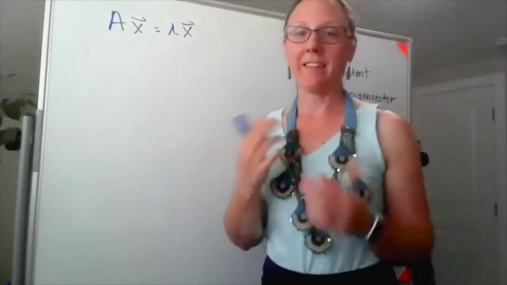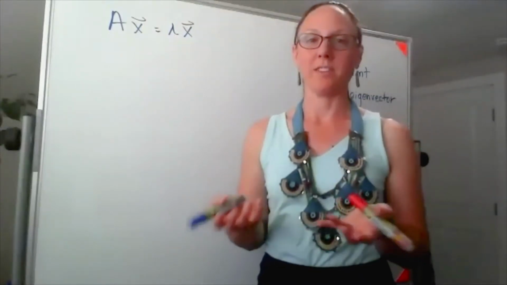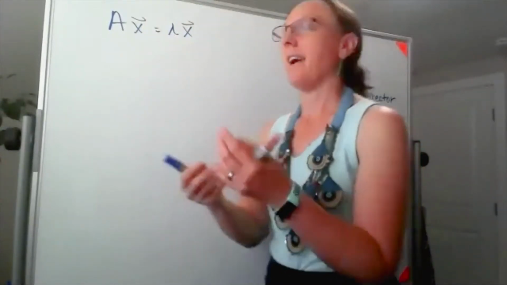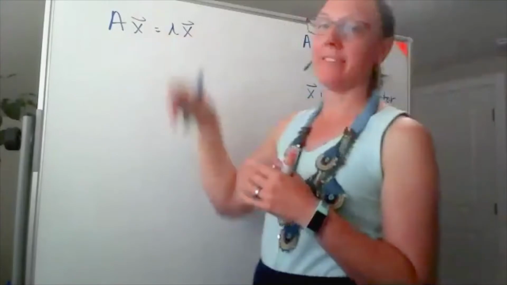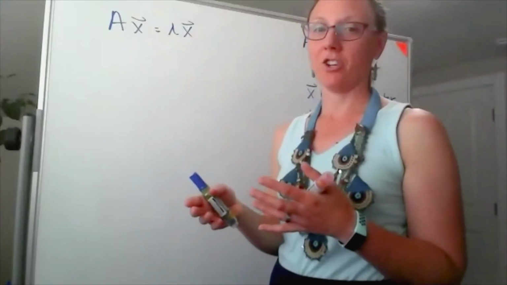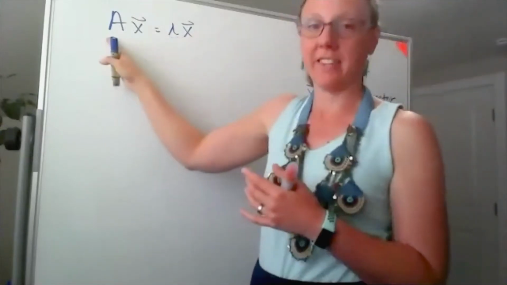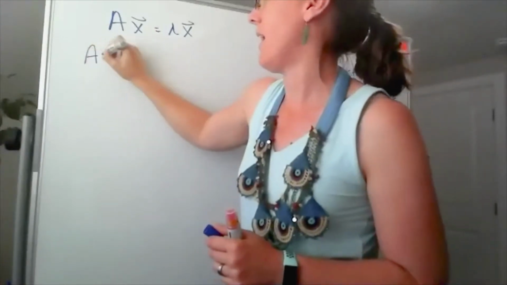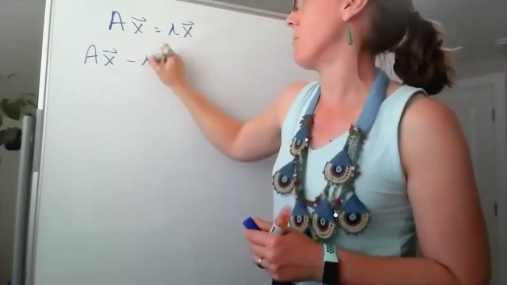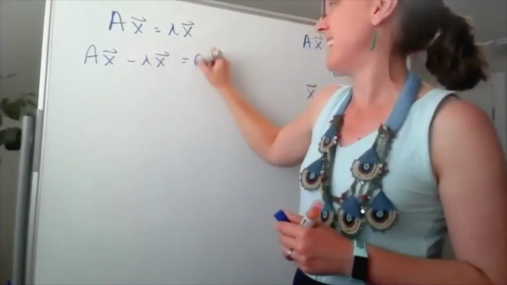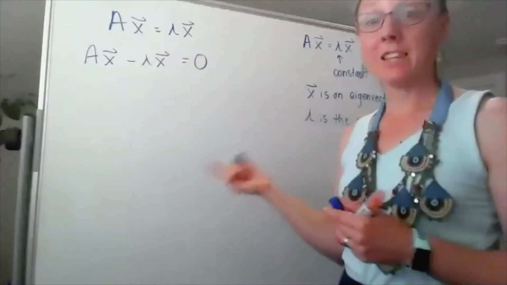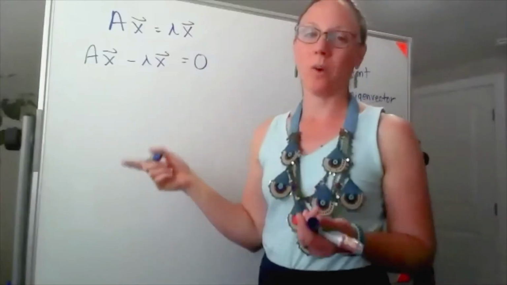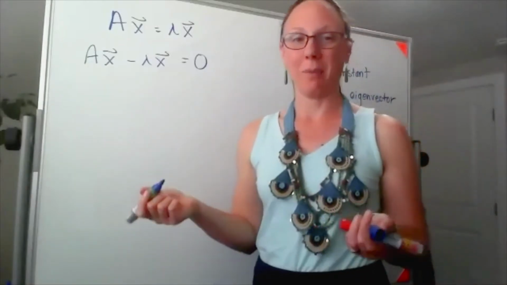So let's say that I had this equation and what I was trying to do was to solve for x. If a and lambda were numbers, then I could just subtract this over here. So if I think about doing that, I'd have ax minus lambda x is equal to 0. But the challenge here is that we know that a wasn't a number. A is actually a matrix.